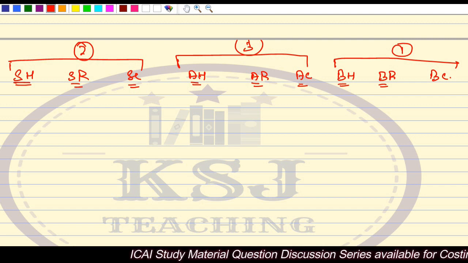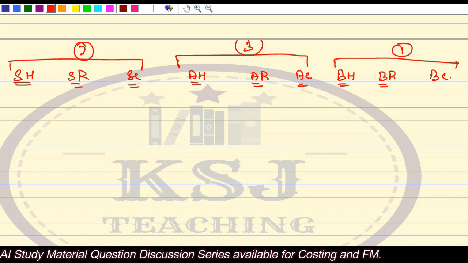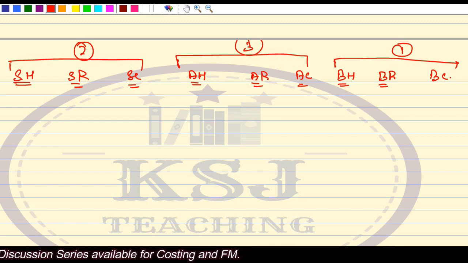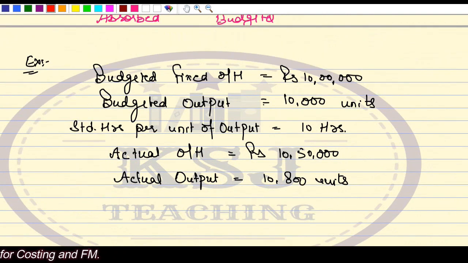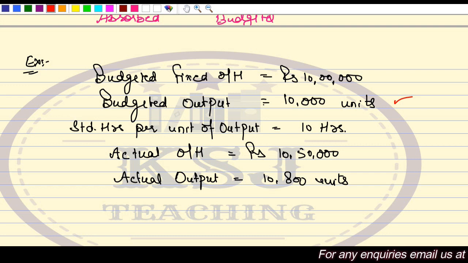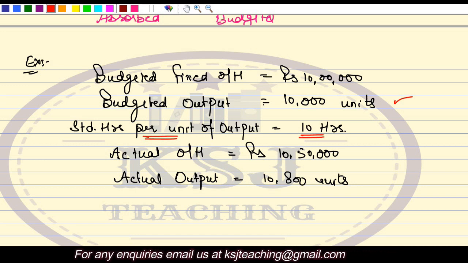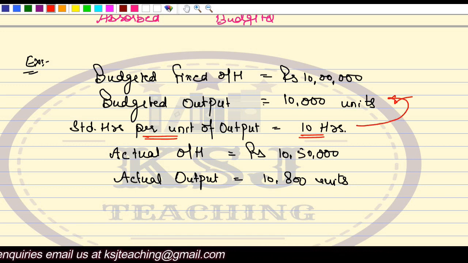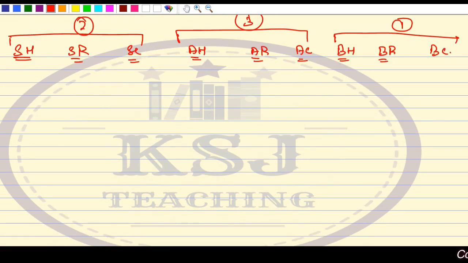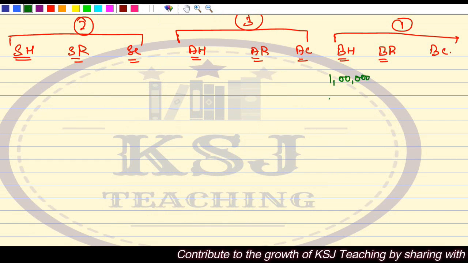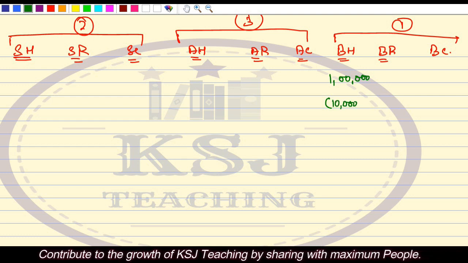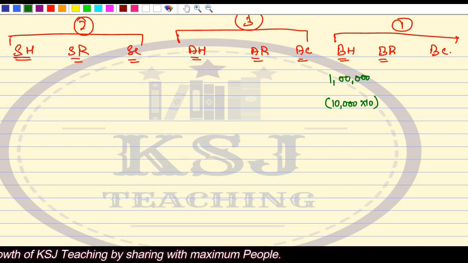Now, what is my budgeted hours? My budgeted hours are the hours for the standard output. So tell me what is the standard output? Standard output is 10,000 units. Standard hours for 1 unit is 10 hours. So what will be the standard hours for standard output? 10,000 multiplied by 10, that is 1 lakh. So this will be 1 lakh budgeted hours. How this 1 lakh? 10,000 is the standard output multiplied by 10.